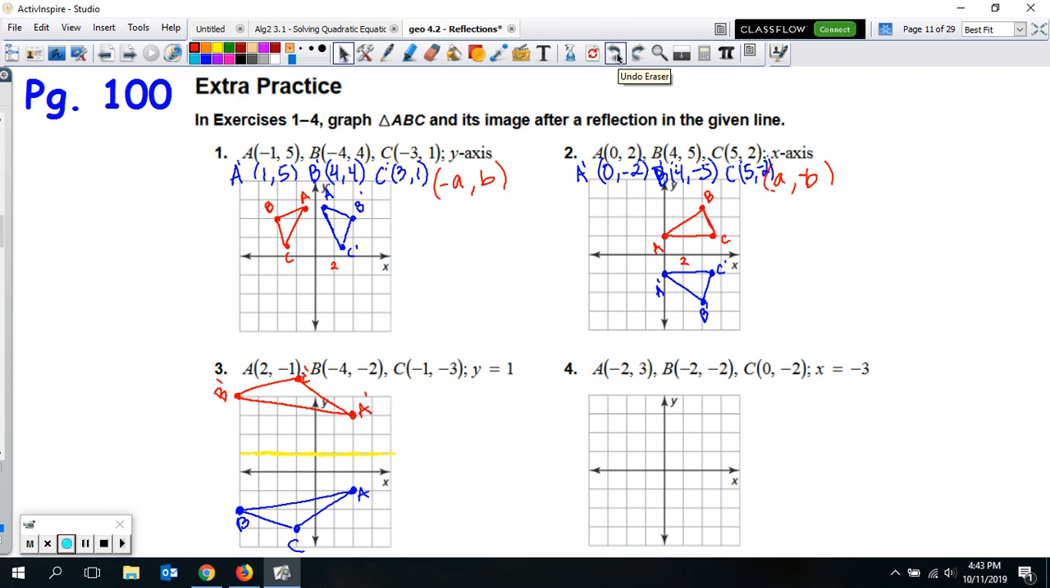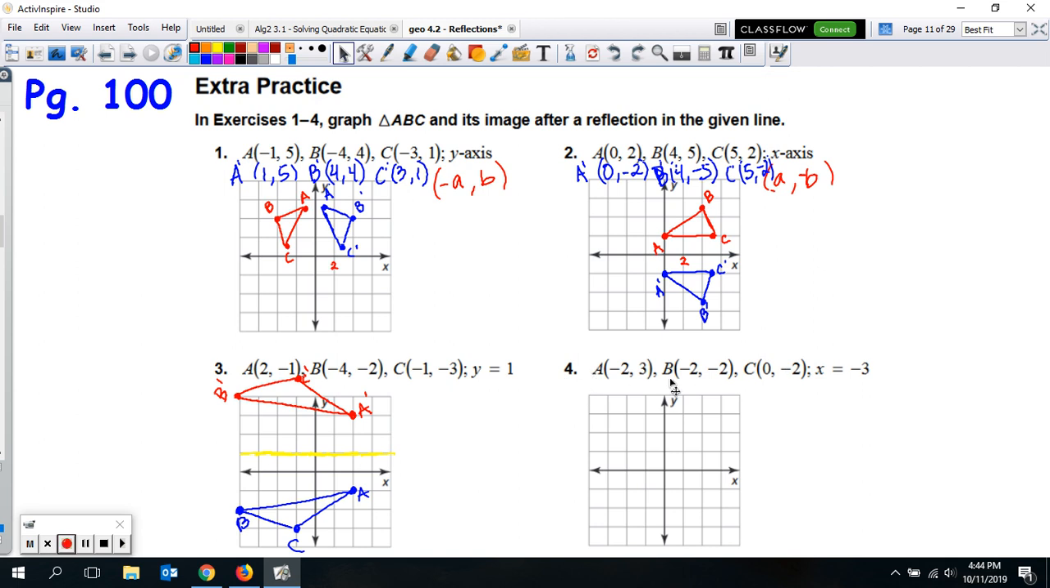So that's all now completely reflected over this line. We had to notice that's the line of reflection with y equals 1, and we just have to manually map each point using the fact that it's got to be exactly the same distance away from the line of reflection. Okay, so number 4 is going to be the same kind of way.